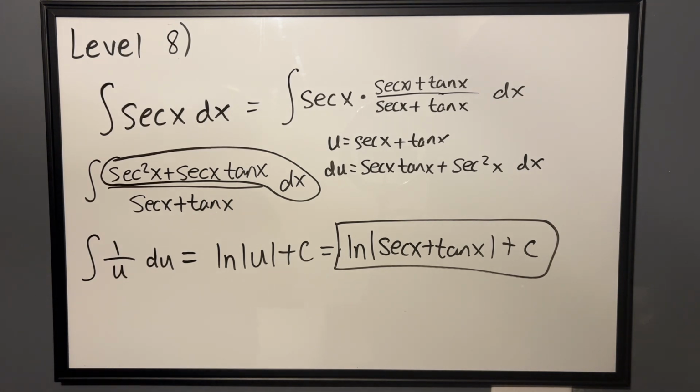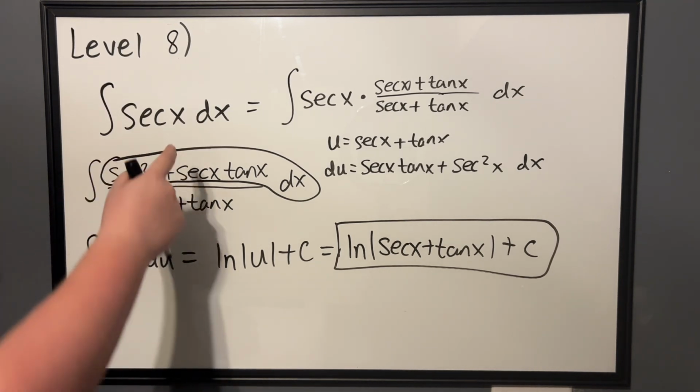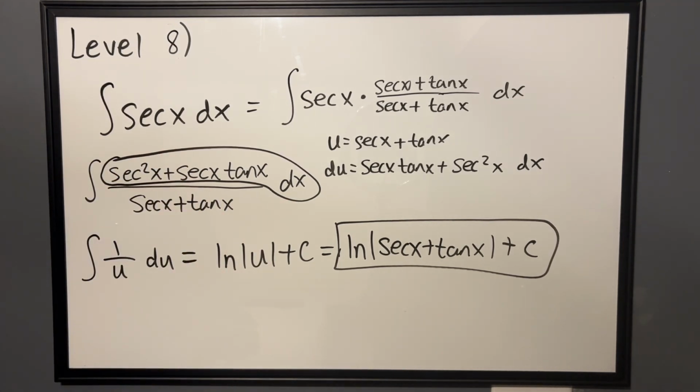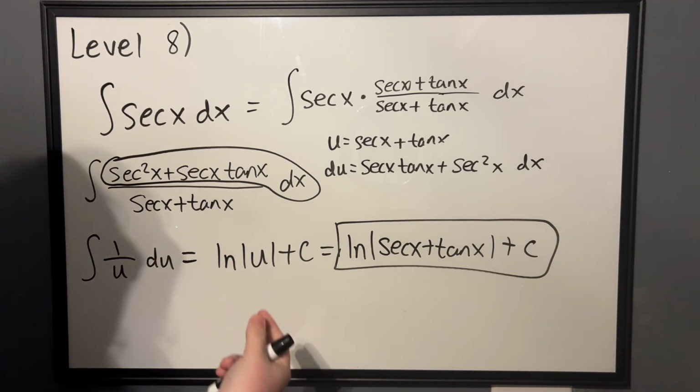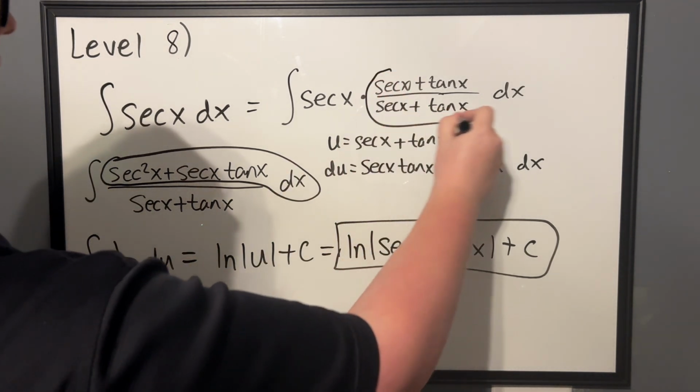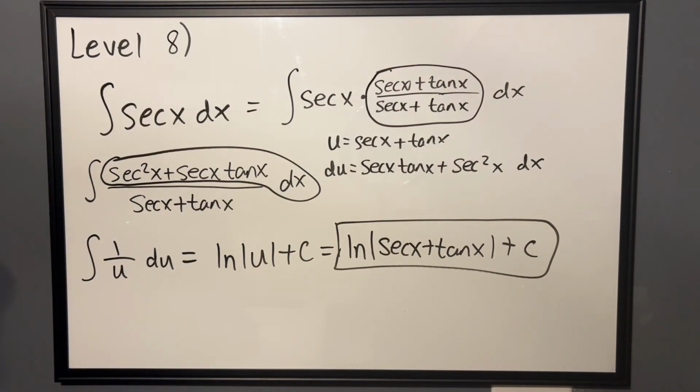Now, most of the time when you have the integral of secant x, you'll have this in a table. You won't have to do this in your classes. But if you don't know how to do this integral, this could definitely be really challenging because this is such an abstract thing to think to multiply by. But you want to force a u substitution, and that's how we can do it. But yeah, that's it for level 8. We'll move on to level 9.